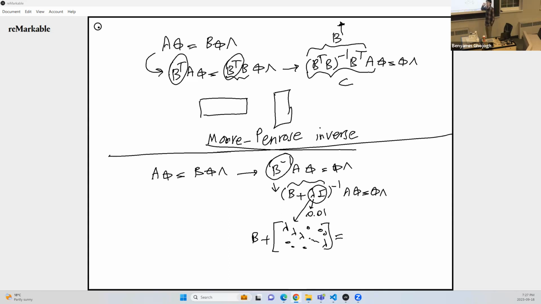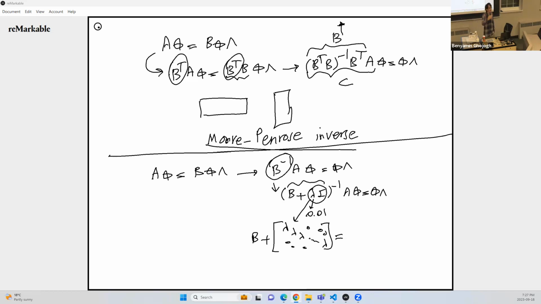However, there's another problem which occurs. Have you heard of this proverb? You want to correct its eyebrow, but you make it blind, something like that. So there's a problem here. Now I have added some inaccuracy by adding this lambda I. So you're sacrificing your accuracy for making it invertible.